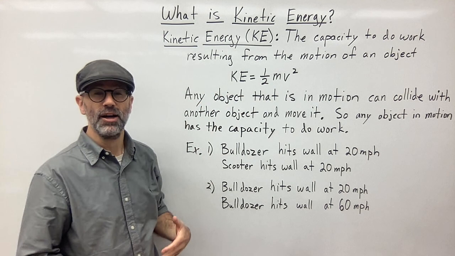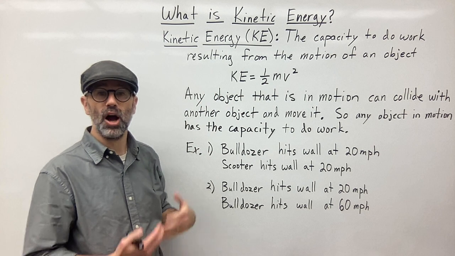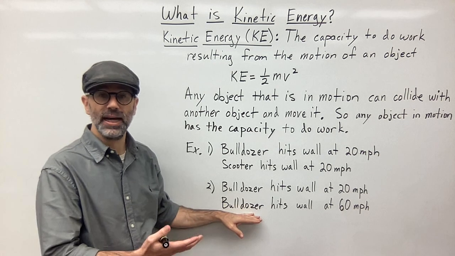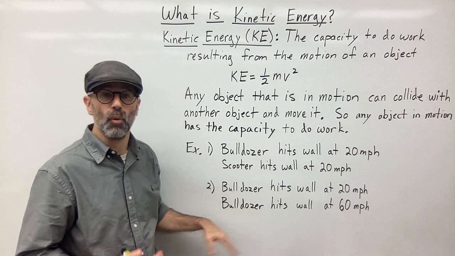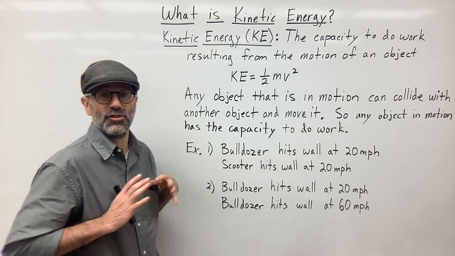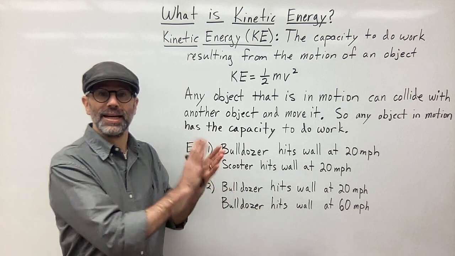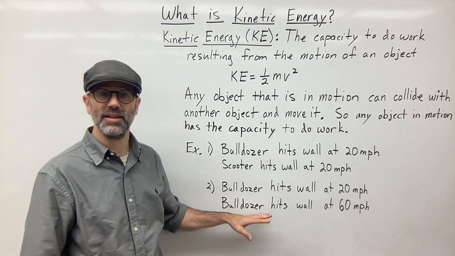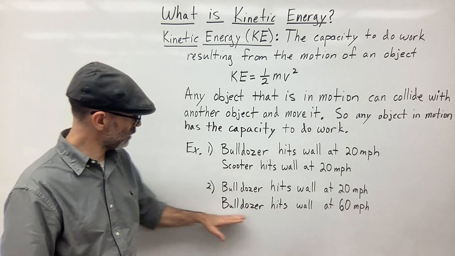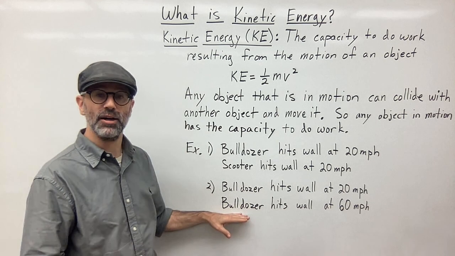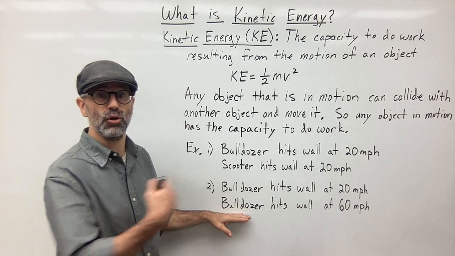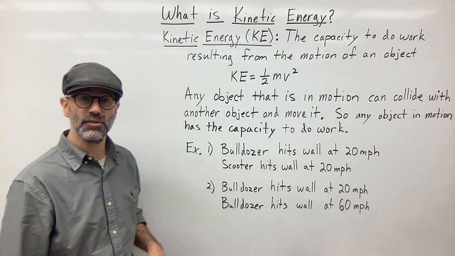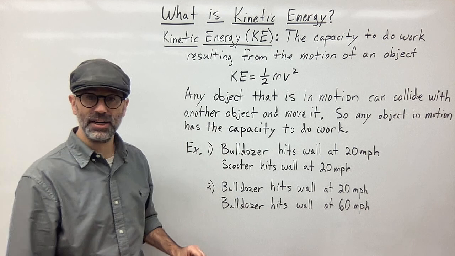Therefore, the faster the object is moving, the more kinetic energy it has, and therefore the more capacity it has to do work on the object when it collides with that object. In this case, the object that's being collided with is the wall. So this bulldozer here has a greater capacity to move the wall than this bulldozer here. And so that is kinetic energy.